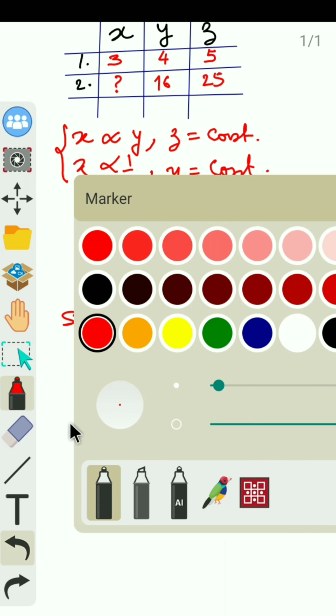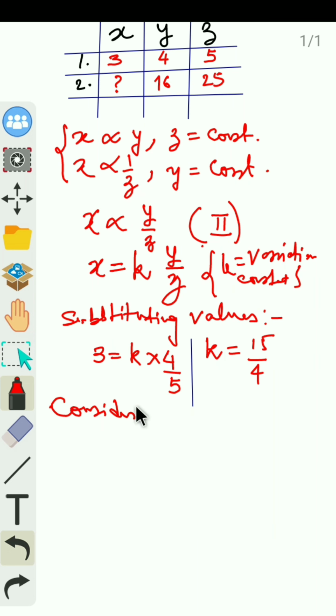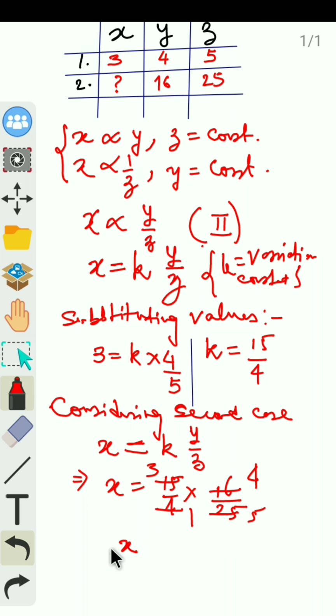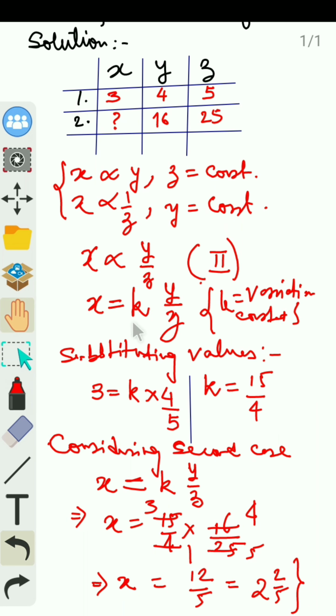Now in the second case, x is equal to k y by z. Again, substituting the values, putting the value of k as 15 by 4, y as 16, and z as 25. So I can simply cancel this out. 4 ones are 4, 4 fours are 16, 5 threes are 15, 5 fives are 25. So the value of x is coming out as 3 fours are 12 by 5, that is 2 2 by 5.